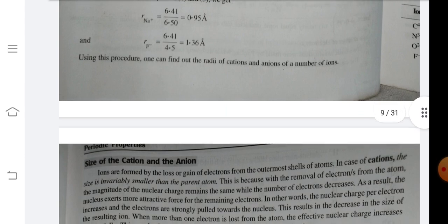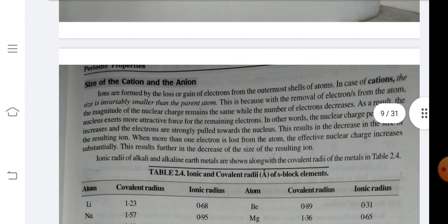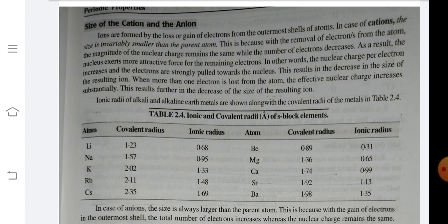Using this procedure, one can find out the radii of cations and anions of a number of ions. Size of the cations and the anions: ions are formed by the loss or gain of electrons from the outermost shell of the atoms. In case of cations, the size is invariably smaller than the parent atom. This is because with the removal of electrons from the atom, the magnitude of the nuclear charge remains the same while the number of electrons decreases. As a result, the nucleus exerts more attractive force on the remaining electrons. In other words, the nuclear charge per electron increases and the electrons are strongly pulled towards the nucleus. This results in the decrease of the size of the resulting ion.